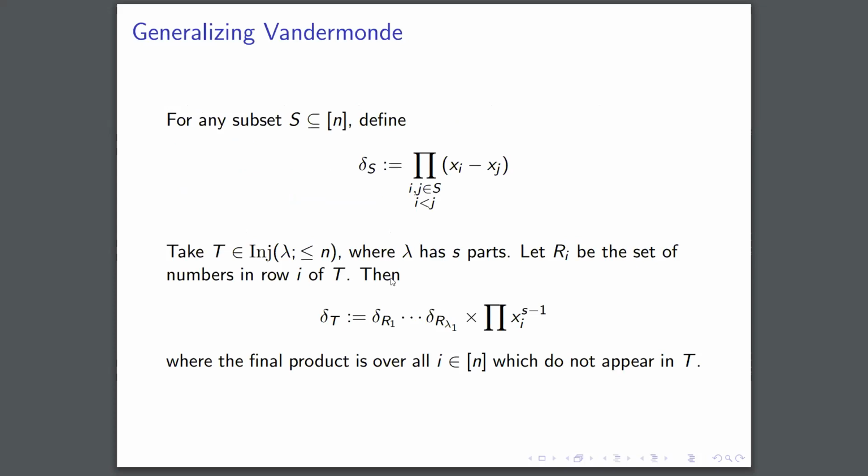Then for each injective tableau like this, I'm going to create a polynomial called the generalized Vandermonde. First, let's say we have a subset S of bracket n. We can create a Vandermonde determinant using x_i such that i lives in S. This is called delta_S. Now let's take an injective tableau T. We can create a Vandermonde determinant for each of its rows, the first row, the second row, and so on. And we also have these x_i to the s minus 1, where i ranges over all numbers that are not in this T. We put all these ingredients together and multiply them together. We have a polynomial that's associated to this injective tableau.